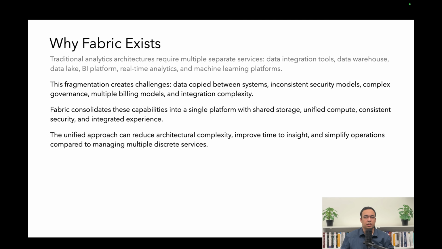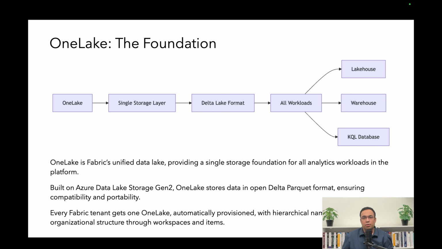The goal should be to reduce architectural complexity, improve your time to insight, and simplify operations compared to managing multiple discrete services. Now, this doesn't mean Fabric is the right choice for every scenario. There are definitely trade offs here, which we'll discuss as we go deeper. But the fundamental value proposition is about reducing the fragmentation and operational complexity that comes with integrating multiple different services. Now, let's talk about OneLake because this is really the foundation that everything else builds on top of.